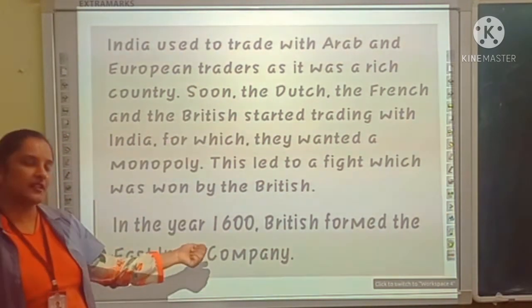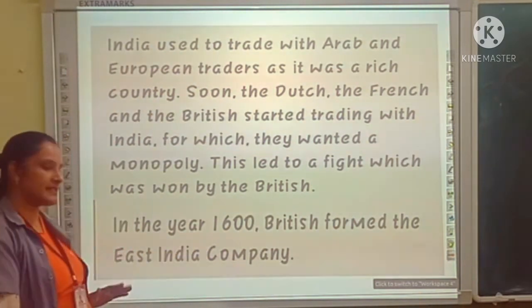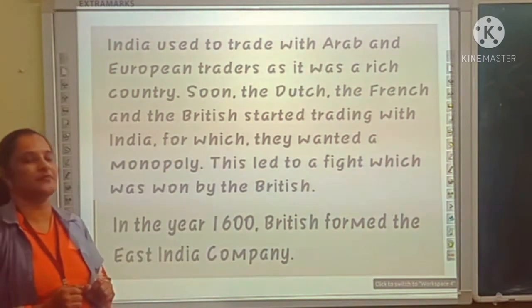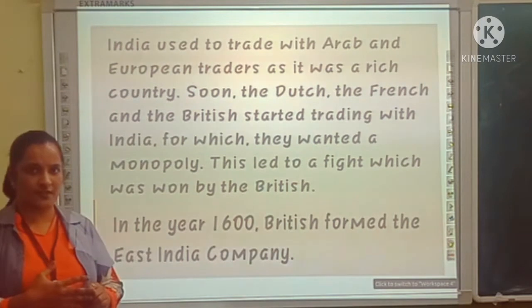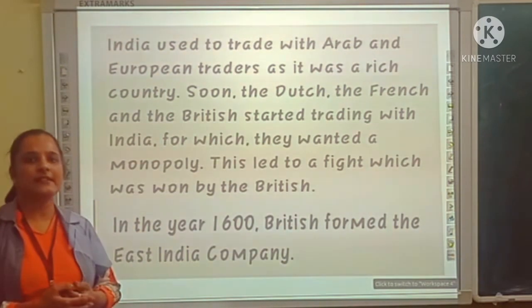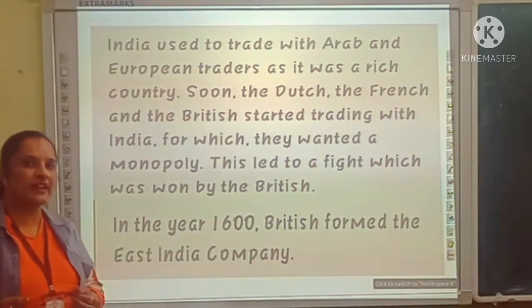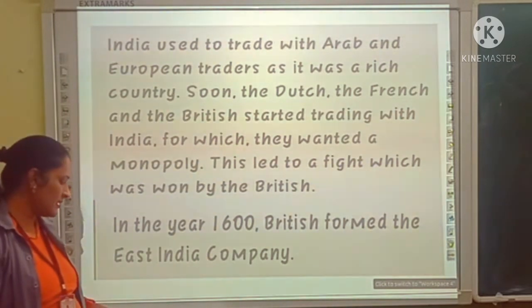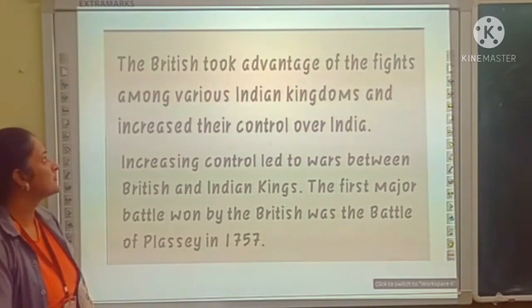In the year 1600, the British formed the East India Company. The British had become so strong that they started their own East India Company in our country, in India. Let's see what happened then.